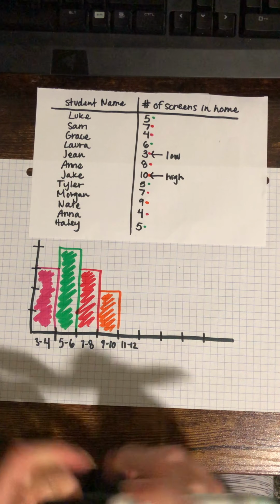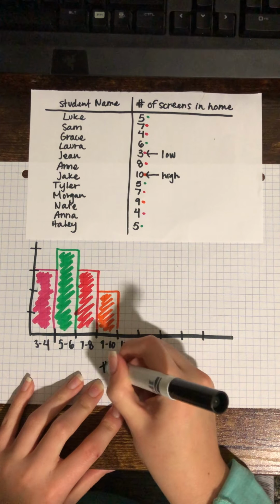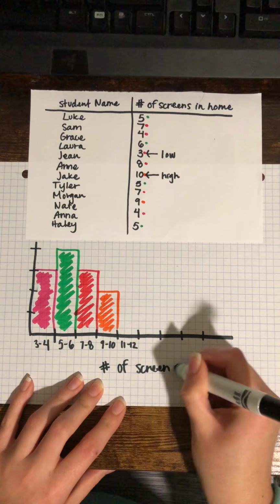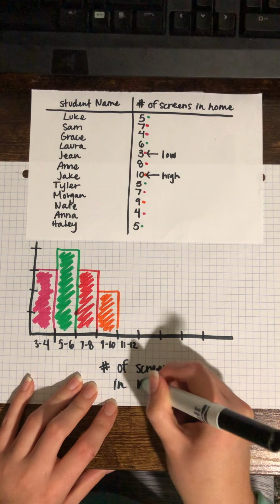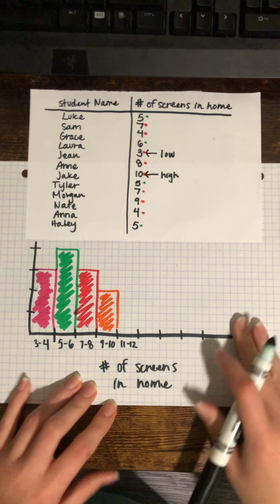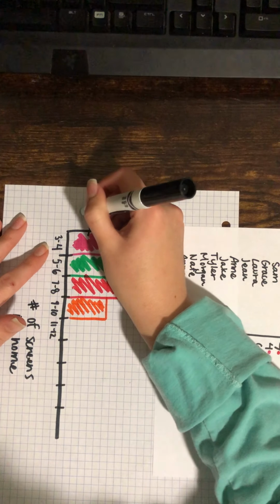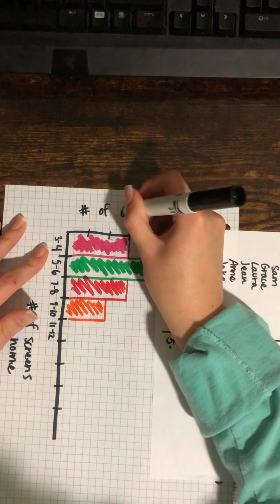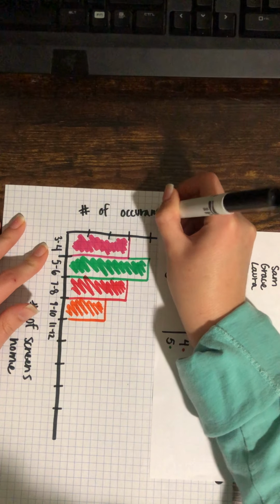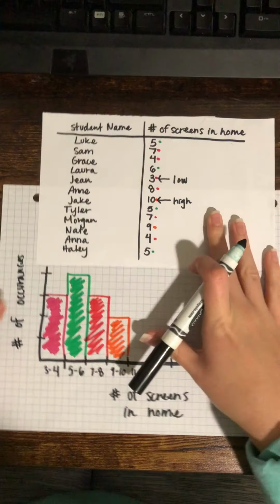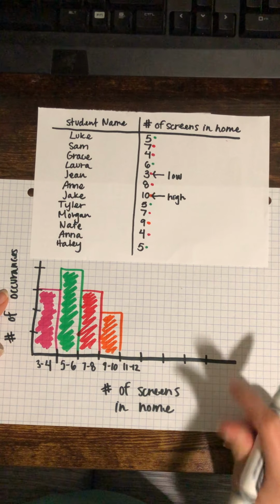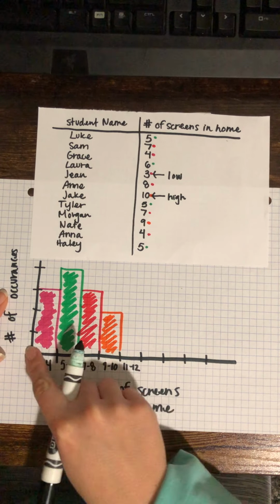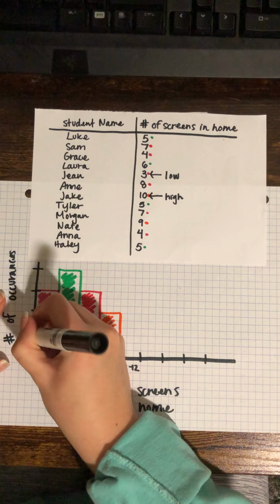So we're gonna go back, we're gonna put our labels on. Number of screens in home. We'll do number of occurrences. So when I say occurrences, that means how many times it popped up in our data set. Because remember, we have numbers on this side and we also have numbers on this side. So I could write these on here.